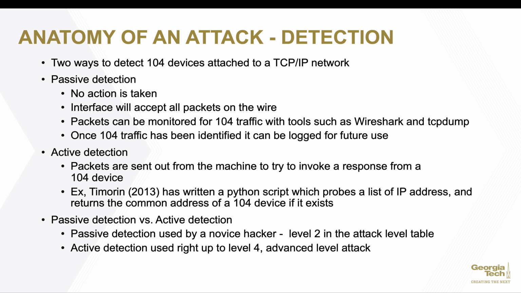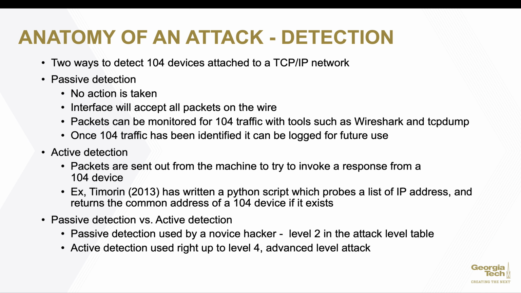Active detection is where packets are sent out from the machine to try to invoke a response from a 104 device. One example is Timorin, as I introduced in the existing works. He has written a Python script which probes a list of IP addresses and returns the common address of a 104 device if it exists.